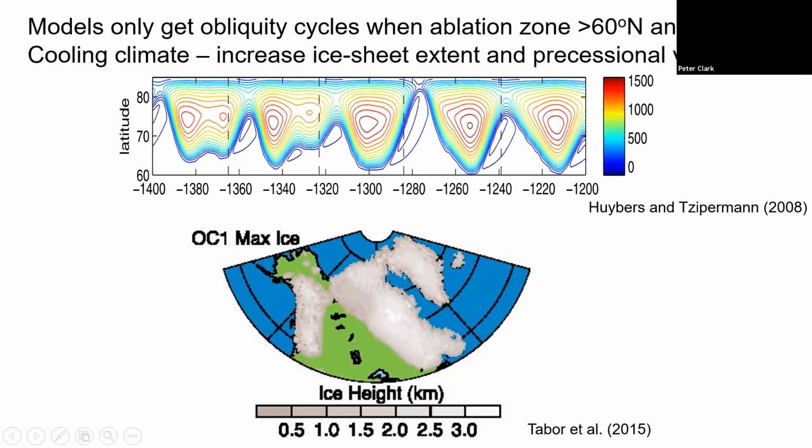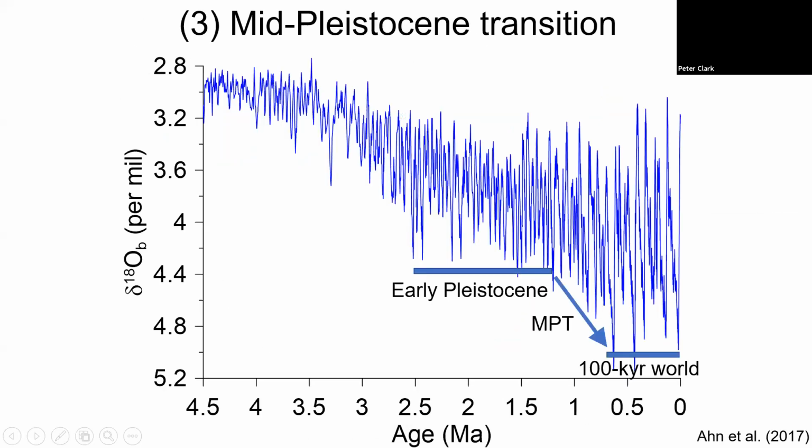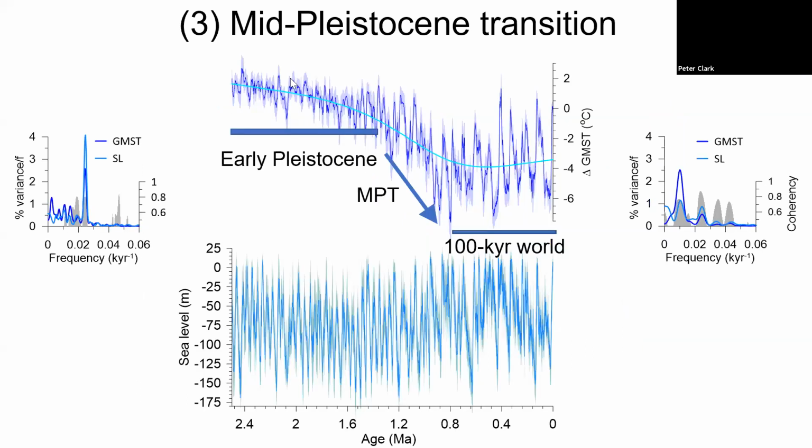Okay, third challenge is the mid-Pleistocene transition. And again, as I said in the beginning, the conventional thinking of the mid-Pleistocene transition is that it represents a transition from high frequency, low amplitude sea level variability of the early Pleistocene to lower frequency, high amplitude sea level variability. So what we find instead is, well, let's back up a sec.